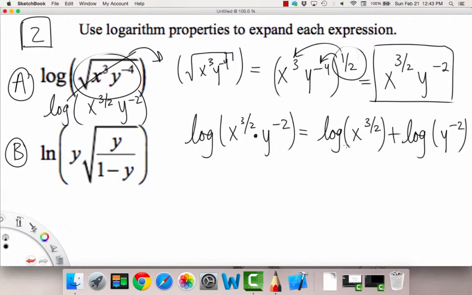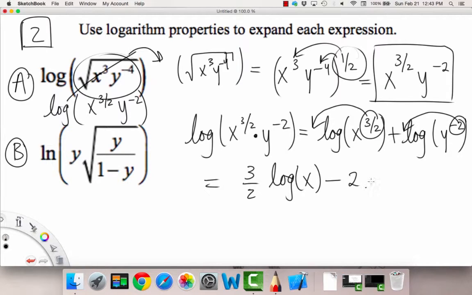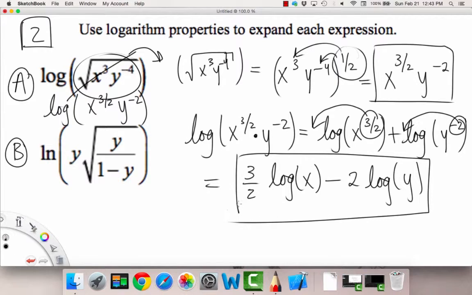Anyways, now that we're at this point, we can use the exponent property of logs to move these exponents down in front and make them coefficients on the log that they're in. So ultimately, we're going to get 3/2 times log of x, and then minus 2 times log of y. And that's how we expand part A. Let's work on part B on the next slide.